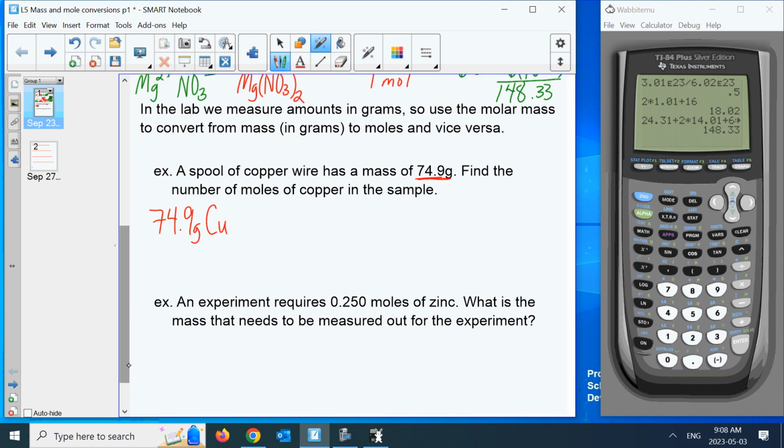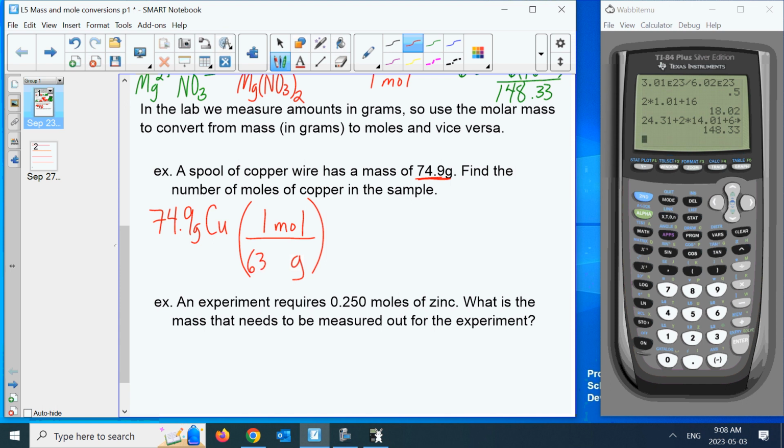Now, here's the reason why I'm bringing this out. I want to get rid of grams, so mathematically, I know that grams on the top and grams on the bottom cancel. I want moles, so I'm going to put the 1 mole here. And then I look it up on the periodic table for copper. I already said the number. It's 63.55.